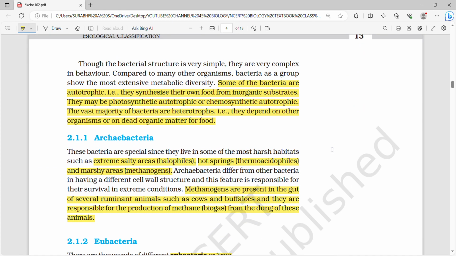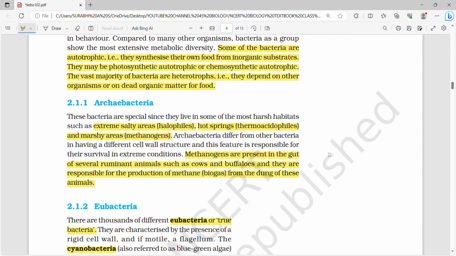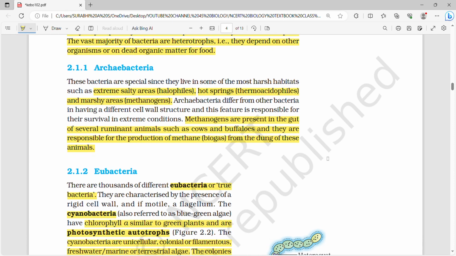Next, some of the bacteria are autotrophic, that is they synthesize their own food from inorganic substrates. They may be photosynthetic autotrophic or chemosynthetic autotrophic. The vast majority of the bacteria are heterotrophic. Only a few are autotrophic, the rest are all heterotrophic, that is they depend on other organisms or dead organic matter for food. Next, in bacteria we have archaebacteria and eubacteria.